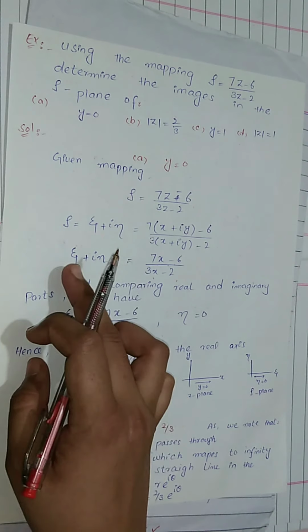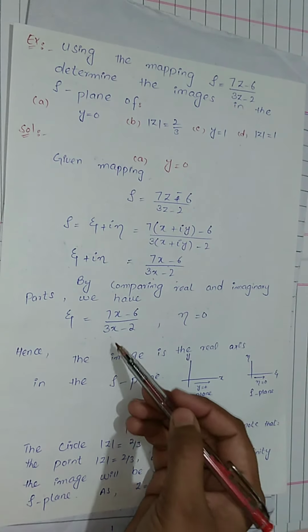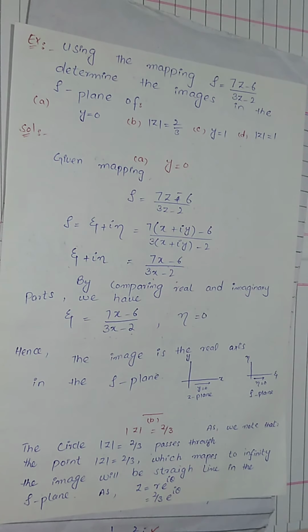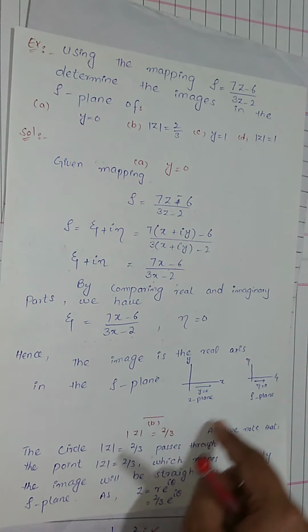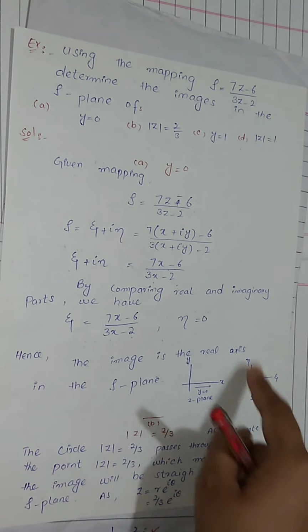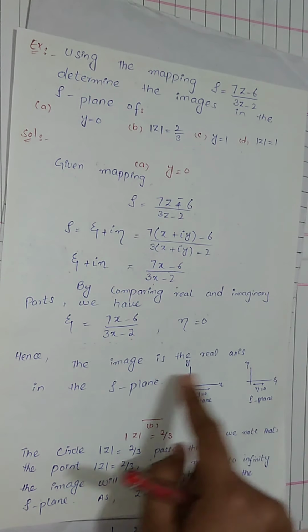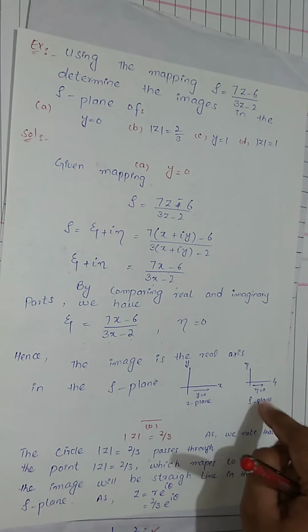So by comparing real and imaginary parts, xi is equal to (7x minus 6) over (3x minus 2) and eta is equal to 0. The image is the real axis. In the z plane y is equal to 0, but in the xi plane the image is the real axis along the x-axis, so along the x-axis eta is equal to 0.